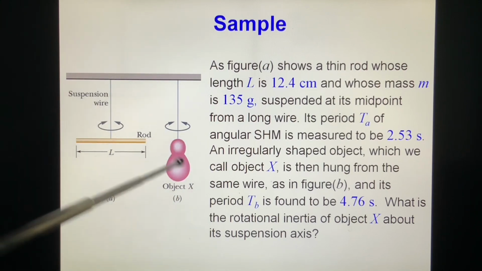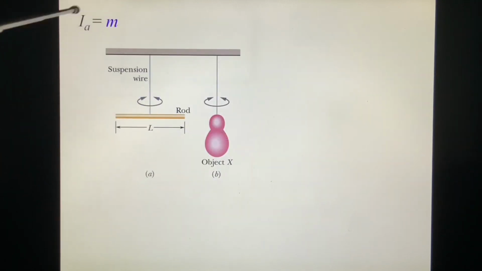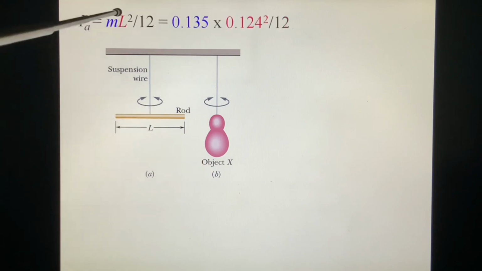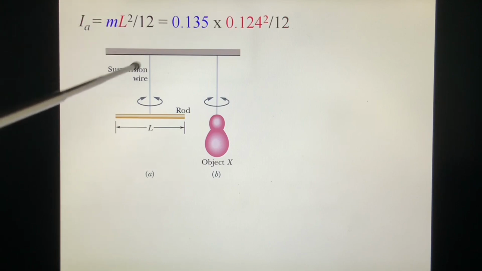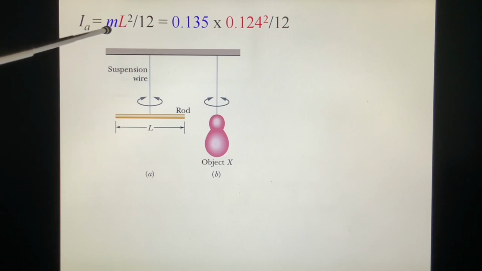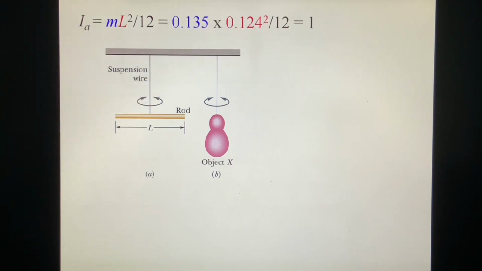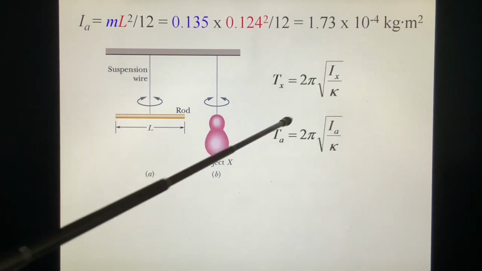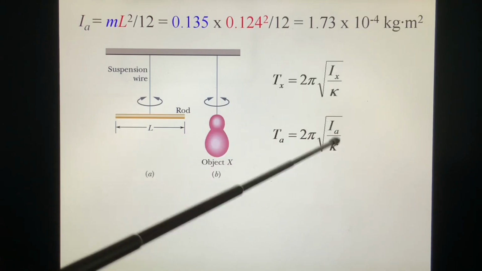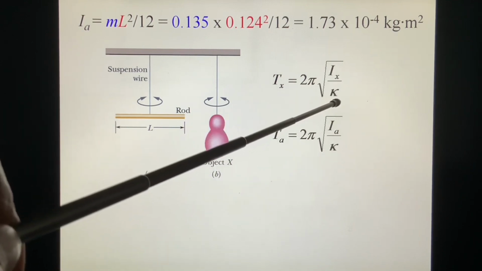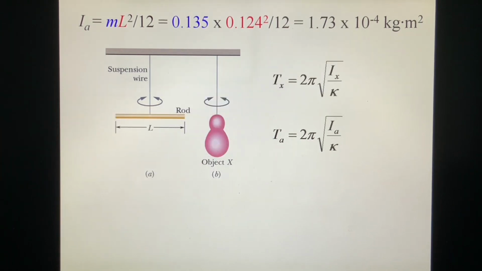Now, this one we know. The I around the center of mass is equal to mL squared over 12. Here m is 135 grams, and we have to convert it to 0.135 kilogram. And L is 12.4 centimeters, which we convert to 0.124 meter. So I know this I, and I know the T. T equals 2 pi square root of I_A over kappa. Kappa I don't know, but since I know I_A, I can find kappa. I put the kappa inside, and I can calculate I_X. This is what we want to find.